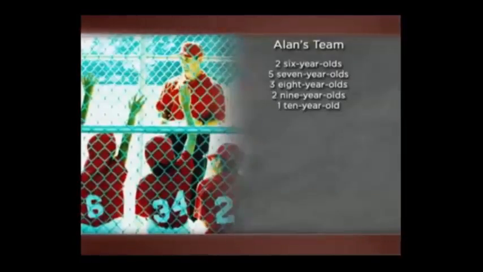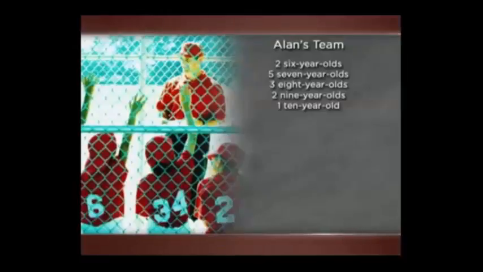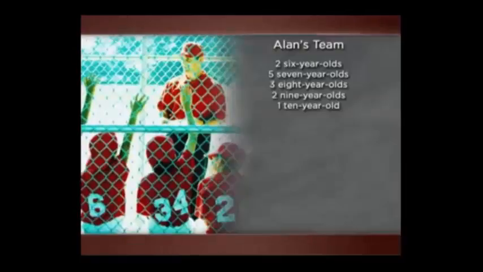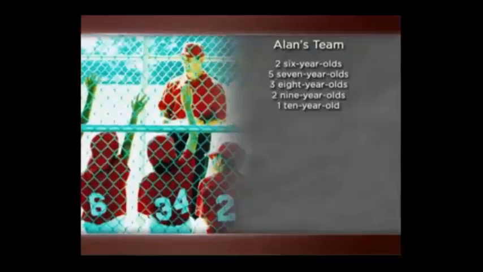Here's the example. Alan is coaching a youth baseball team this year, and he just received his roster of players. Now, the league consists of teams of children ages 6 through 10 years old. He sees that he has the following age breakdown for his players. He has 2 6-year-olds, 5 7-year-olds, 3 8-year-olds, 2 9-year-olds, and 1 10-year-old. Now, I'd like us to find the mean, median, mode, and range for the ages of Alan's players, and let's interpret the data as much as we can.